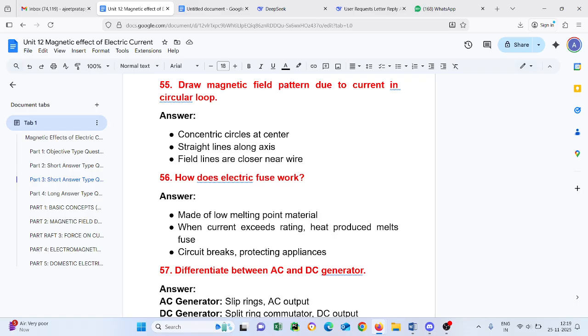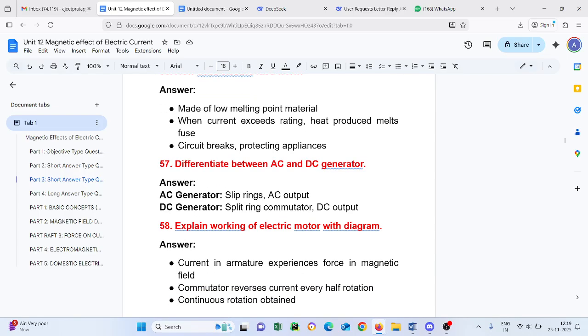Difference between AC and DC generator. AC generator: slip rings, AC output. DC generator: split ring commutator, DC output.